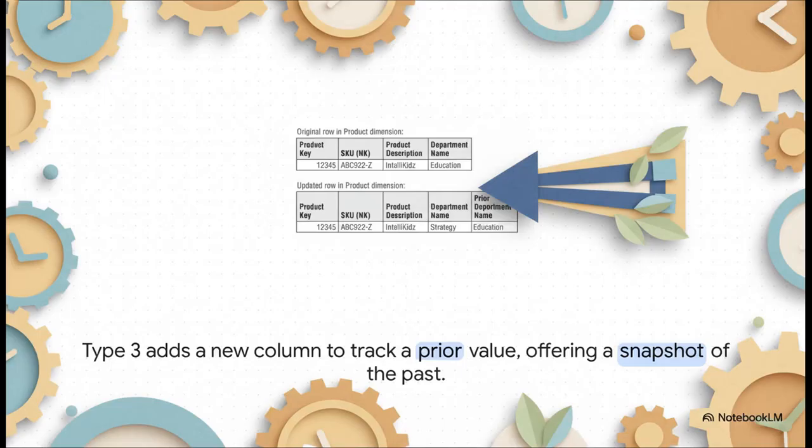But what if you don't need a full, detailed audit trail? What if you just need to know what the last value was? Well, for that, there's a clever compromise called Type 3. Instead of adding a new row, you add a new column. See how this works? The current department is updated to strategy, just like in Type 1. But we add a whole new column, maybe called prior department name, to store the old value, education. You lose the full timeline, but you get a really useful snapshot of the immediate past. It's a great middle ground solution.